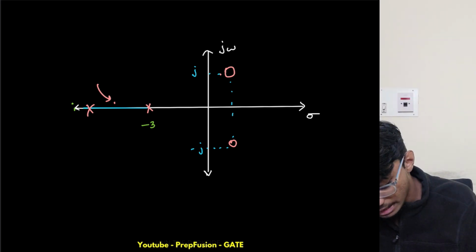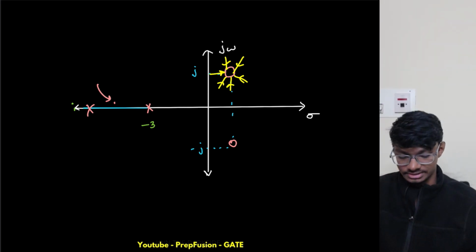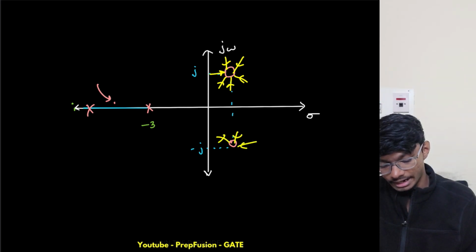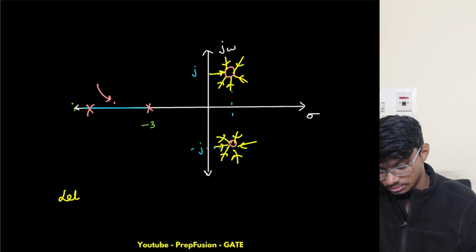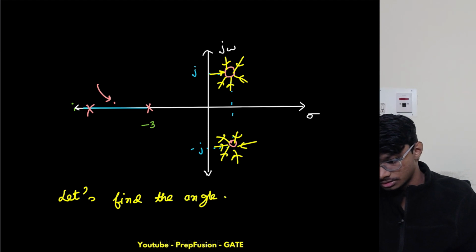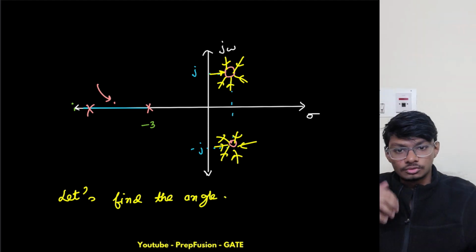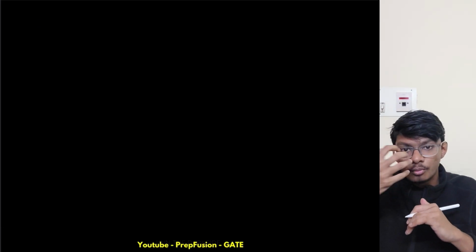So what can happen? It can come in from multiple directions, but obviously it will have only one direction. Multiple solutions isn't possible. So how to find the angle? Let's find the angle. I will give you a brief intuition of how to find the angle.